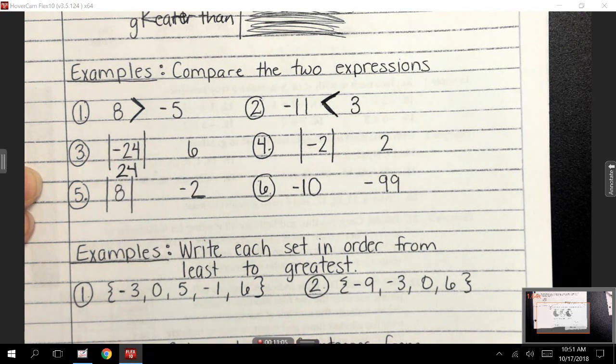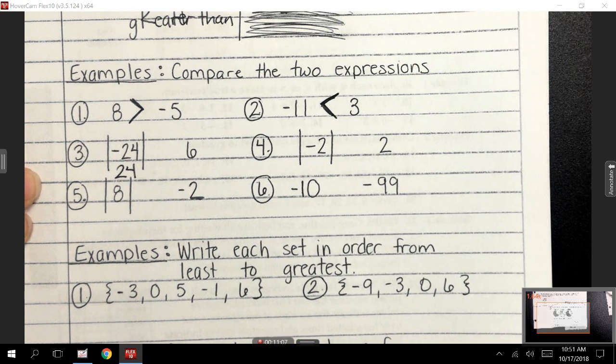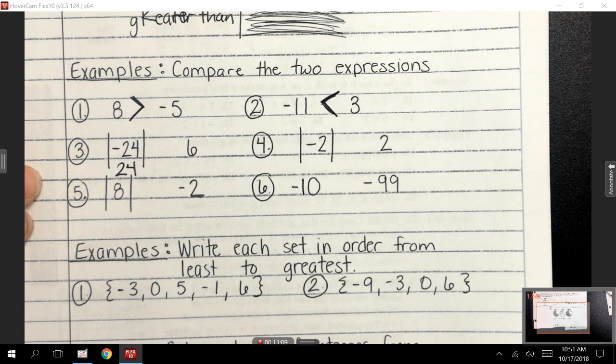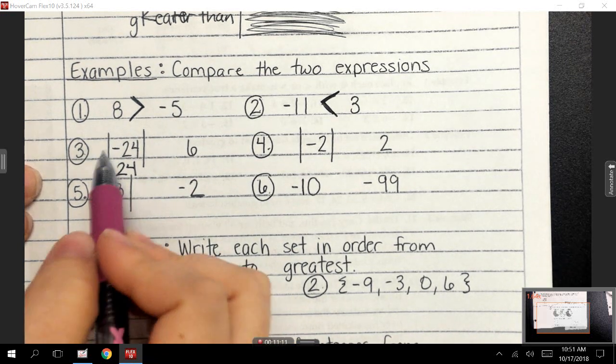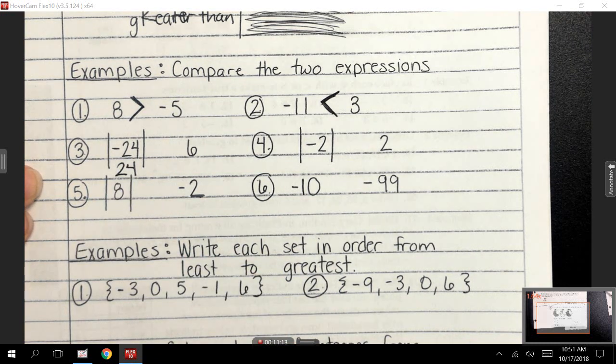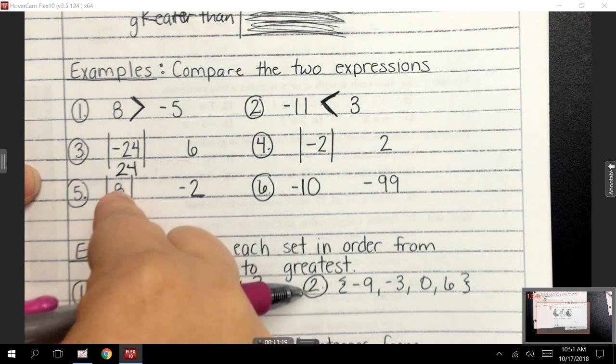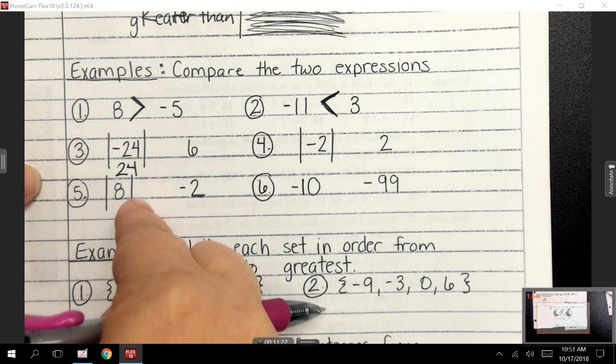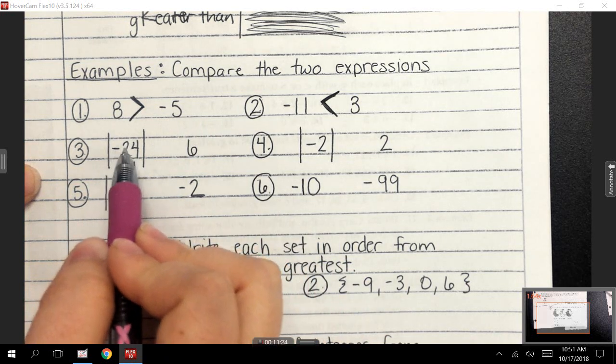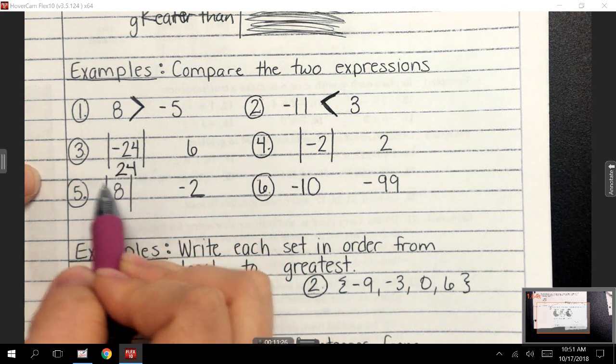Okay, so here's the thing, guys. I know that we are working on this, and I know that some of us can look at that and go, oh, it's 24, automatically. All right, can I see you do that if it's in your head? No. So do you have to write it on your paper? Yes. Okay? So underneath my negative 24, I wrote 24 because it's 24 spaces from 0.